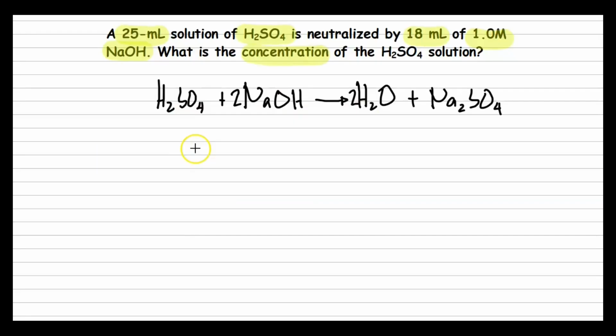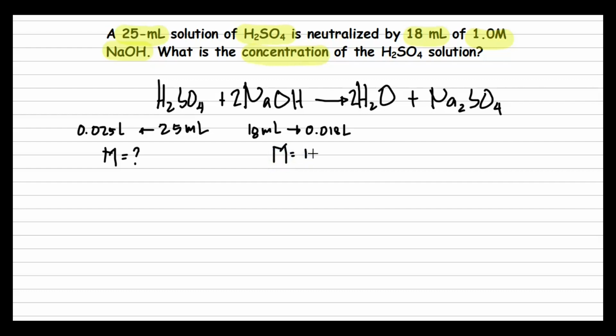To do that, we need to identify all the quantities that are given. Let's start with 25 ml, that's for H2SO4, but we want it in liters, so that is 0.025 liters. The molarity of H2SO4 is the one that we're looking for. For NaOH, that would be 18 ml or 0.018 liters. The concentration in terms of molarity is 1 mole per liter.